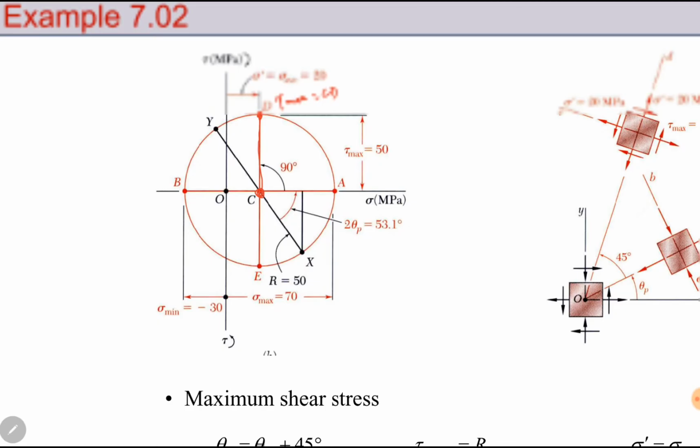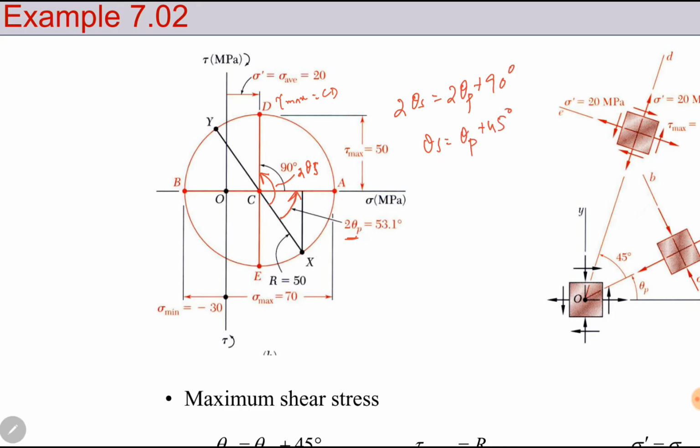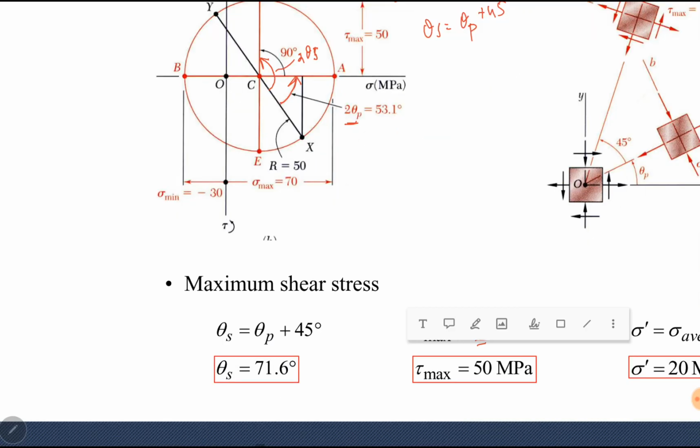Theta s, here, remember, all angles must be taken with x-axis. This is our x-axis, Cx. This is 2 theta s, from x-axis to maximum shear stress. And this is 2 theta p. So 2 theta s is equal to 2 theta p plus 90 degrees. Theta s is equal to theta p plus 45 degrees. You can see here it is theta p plus 45 degrees, so 71.6 degrees. Or if you take this one, this is also maximum shear stress, also 2 theta s.